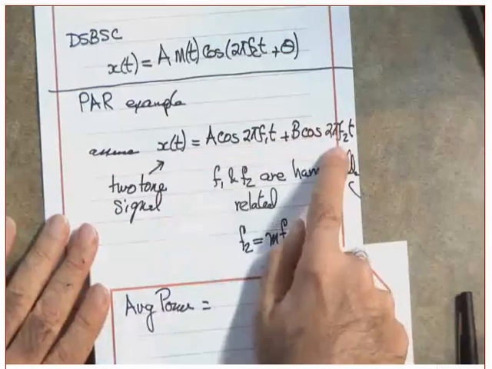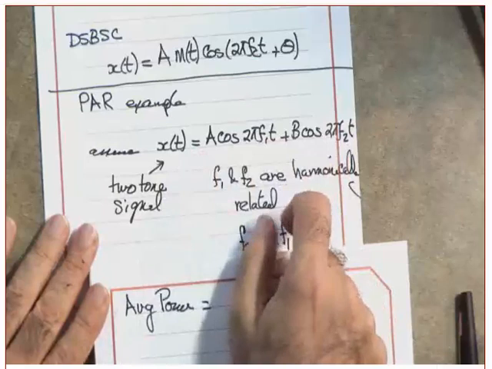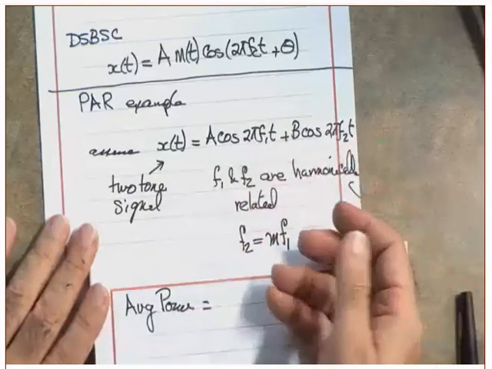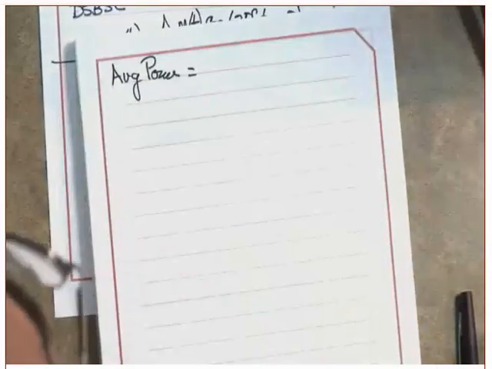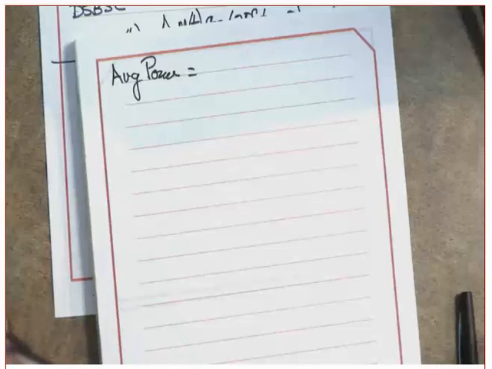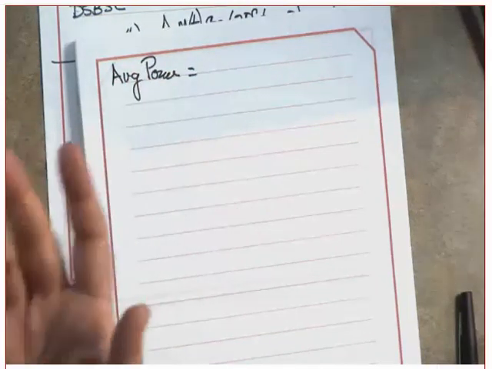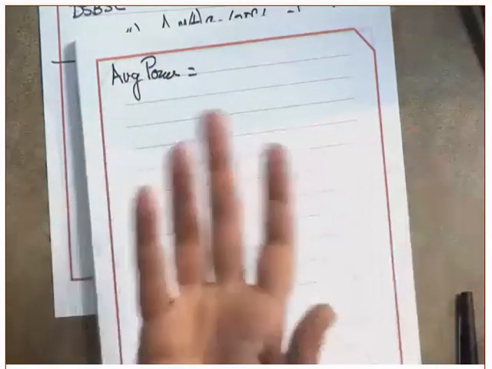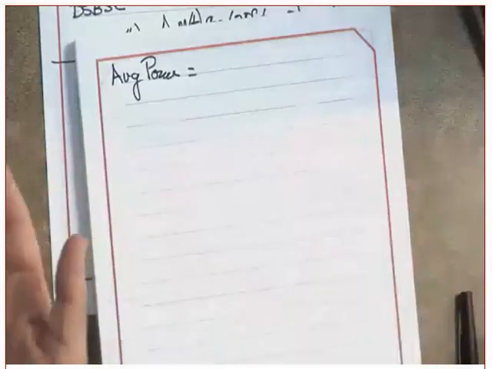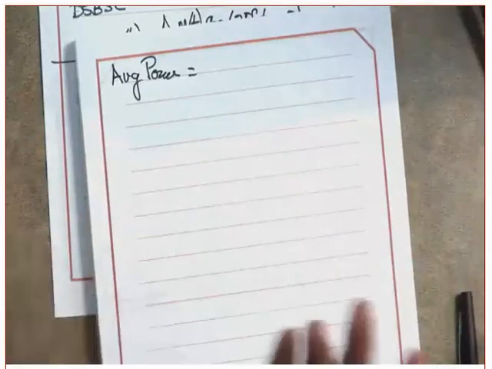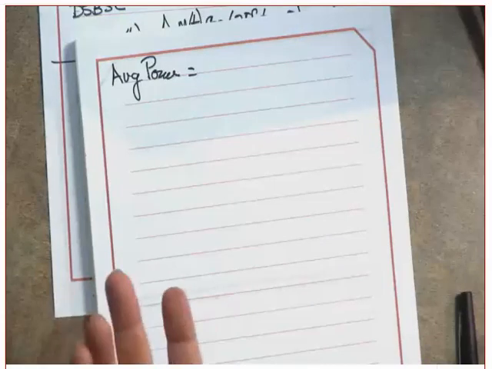Question. Is this periodic? Is this periodic? Is the sum periodic? Yes, because they are harmonically related. Let me ask a question. True or false? The sum of two periodic signals is also periodic. Not necessarily. Are you following? The frequencies need to be related by the ratios of the frequencies, by an integer.